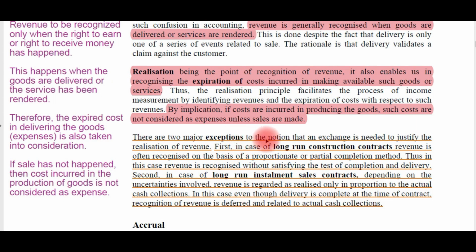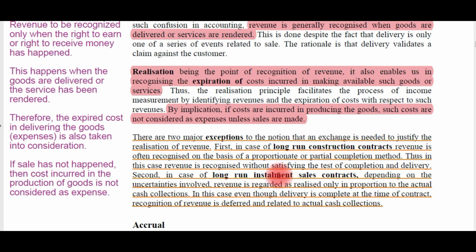There are two exceptions to this realization principle. For example, a long run construction contract. Here, this realization principle cannot be strictly applied, like something has been delivered but cash is not yet paid, therefore you can treat it as revenue. No, it is not like that. Only proportionate or partial completion, a partial amount, is treated as revenue in this case.